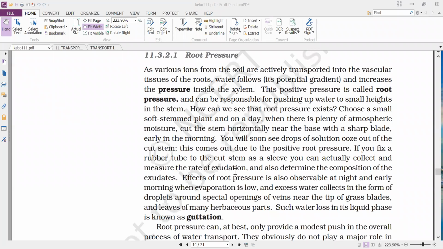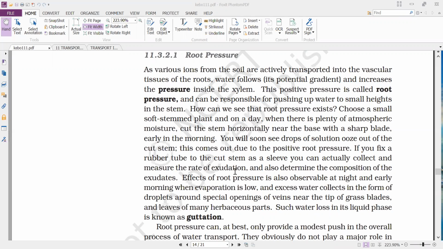Exudation means whatever fluid is coming out of the cut portion of the stem, we are calling it exudation. Okay, we can measure the rate of exudation and also determine the composition of the exudates. We can collect that exudate and analyze its chemical composition, so that we can understand what the different substances are that are transported in these vascular tissues.